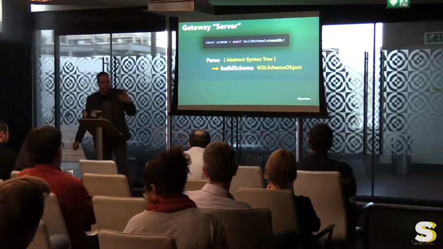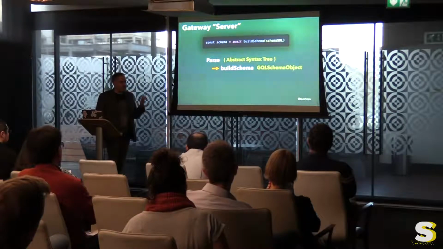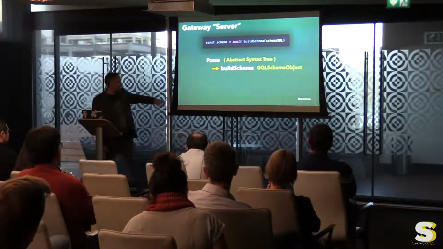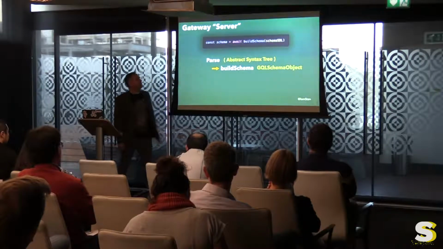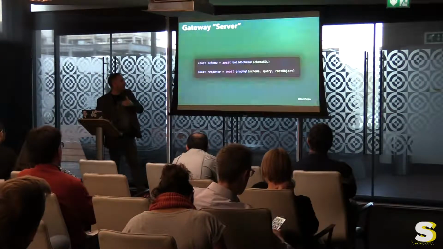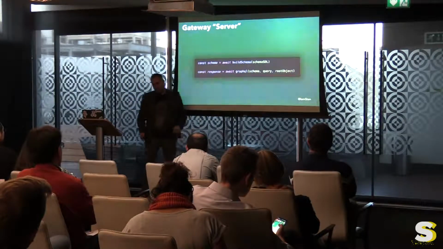A GraphQL schema object is a proper JavaScript object, which has its own challenges. Within that, there are functions. Within that, there are lists. It's quite a huge blob, and this takes a bit of time. So typically when you want to do a GraphQL query, the first thing you do is build your schema. The second thing you do is invoke the GraphQL server.